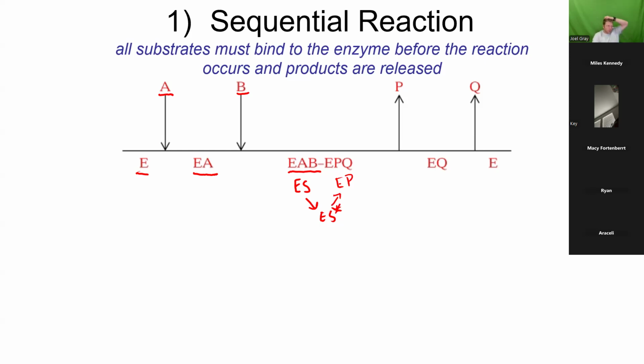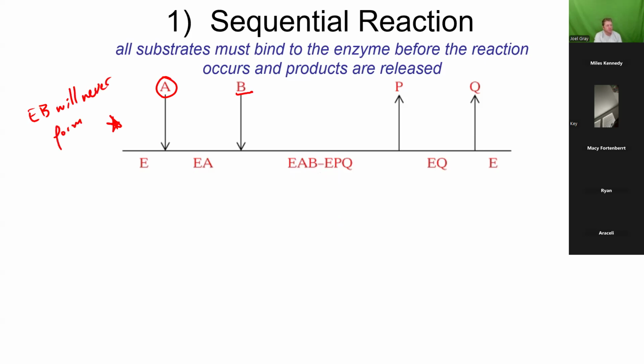Okay. So what this shows, and the most important takeaway from what I've shown so far on this slide, is that A must bind before B can bind. So what that means, or another way of looking at it, is in this model, as I show it, EB will never form.